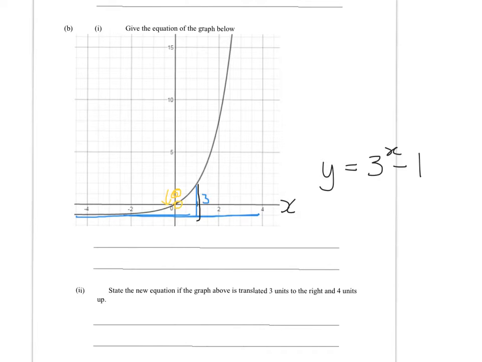Now if this is translated 3 units to the right, as with a parabola, y equals (x...), I'm going to put that in brackets. To the right it'll move the opposite to what you think. It'll be minus 3 up there. So I'm moving it right 3, and then I'm moving it 4 units up.